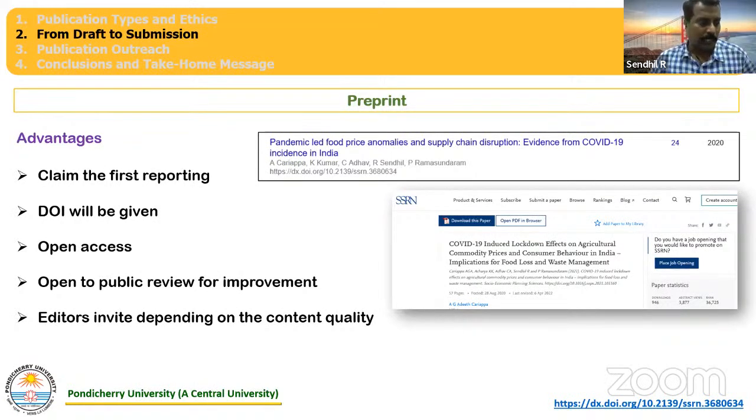So I request all the participants to utilize the benefit of the preprint. Whenever you are writing any paper, once the first draft is ready and if you are confident that it will not have major changes in the future, we can start uploading it on any preprint server and then share the link. This can even lead to editors inviting you to submit the paper to the journals which they are editing.